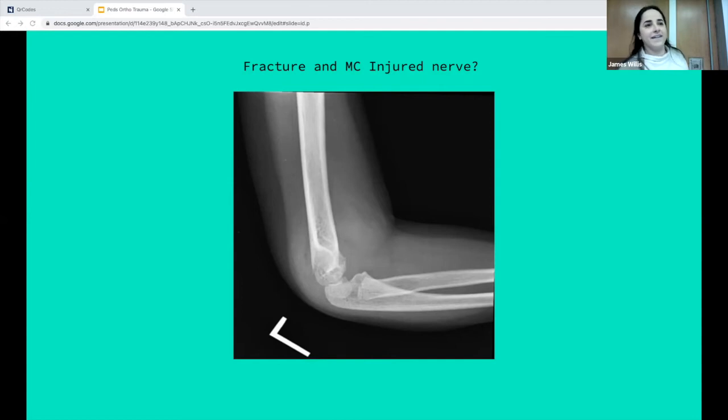And the nerve? Median, yeah. If you want to be more specific, it will be the anterior interosseous nerve. Sometimes they do that. If this were an adult patient, what would be the fracture? A radial head. And the nerve? It will be like a radial nerve injury, and more specific, the posterior interosseous nerve. Yeah, right. I agree.